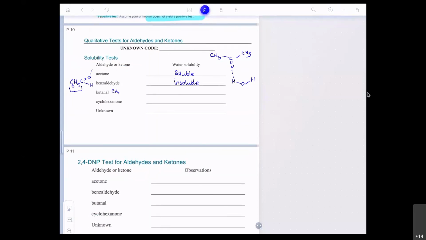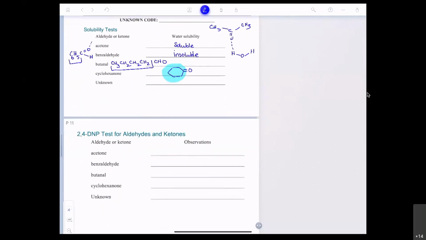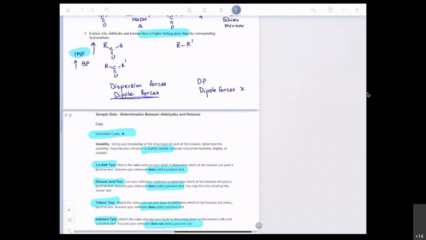Same thing with the butanol. You're going to have a pretty big hydrocarbon chain. So if your hydrocarbon chain is going to increase, don't expect solubility. See, with cyclohexanone, you got a pretty big hydrocarbon chain. So anytime your hydrocarbon chain is somewhat big, the solubility is definitely going to drop. So that's what you want to keep in mind as you predict the solubility. Unknown itself is given to you here, so it's slightly soluble, so you want to write that down.